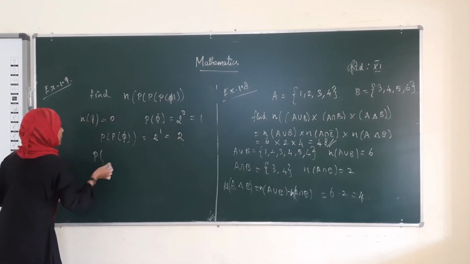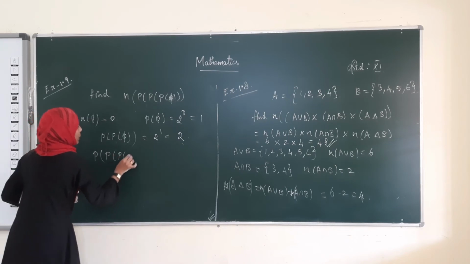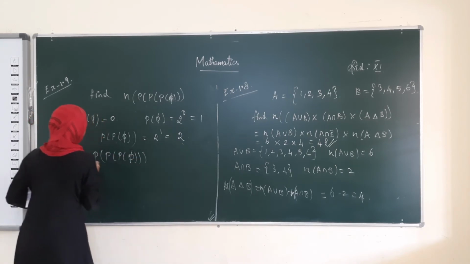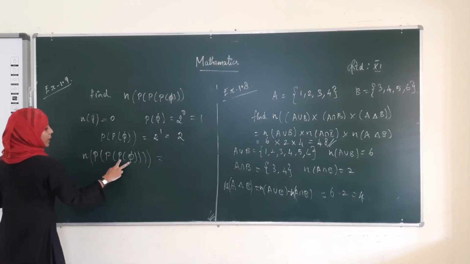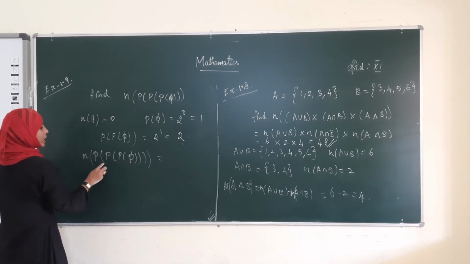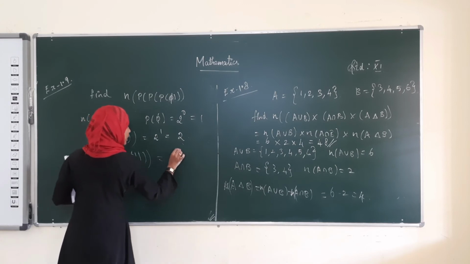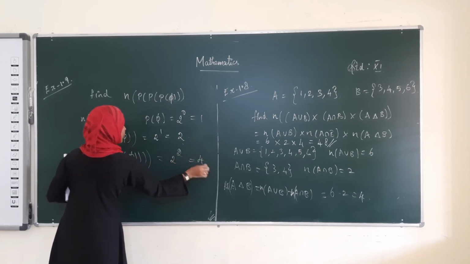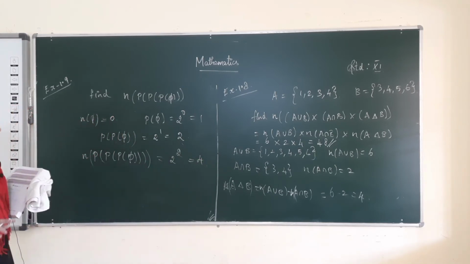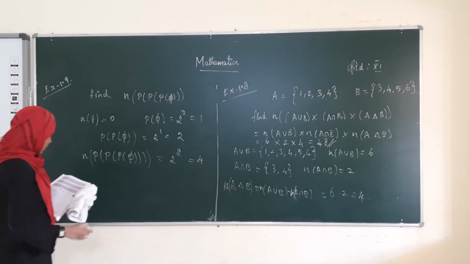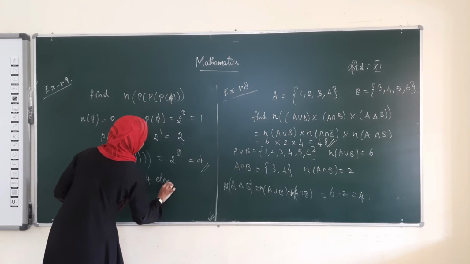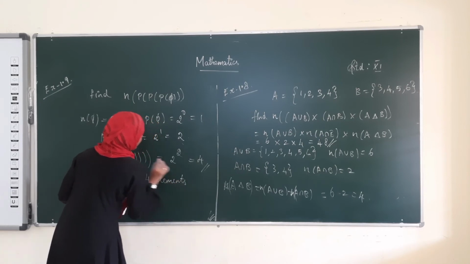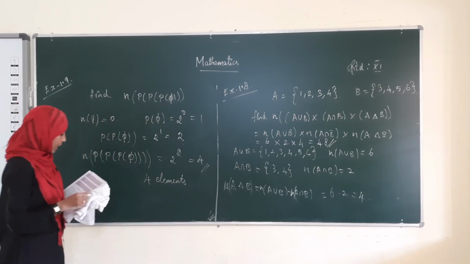Then again, P of P of P of empty set. The number of elements here is 2, and so it becomes 2 power 2. It is 4. Therefore, the number of elements is 4. Totally 4 elements. Okay, we have completed the example.